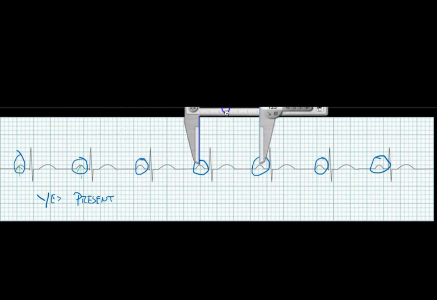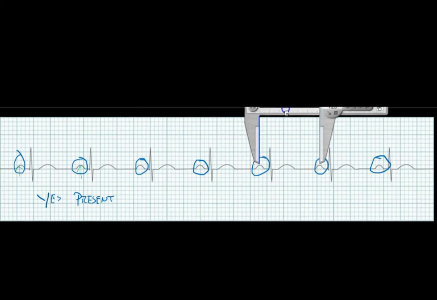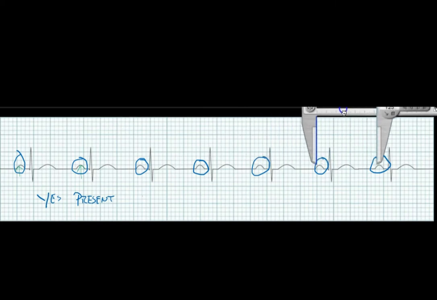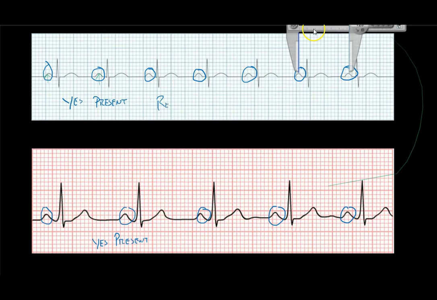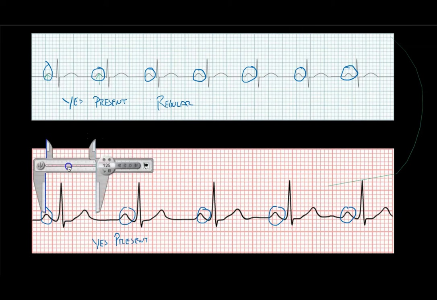I'm just asking, are they regular or irregular? And right off the bat, these top ones absolutely are regular. So therefore, this would have a regular P wave. So our P waves are present and they are regular. So let's take a look at our bottom one. Let's see if that is regular as well.